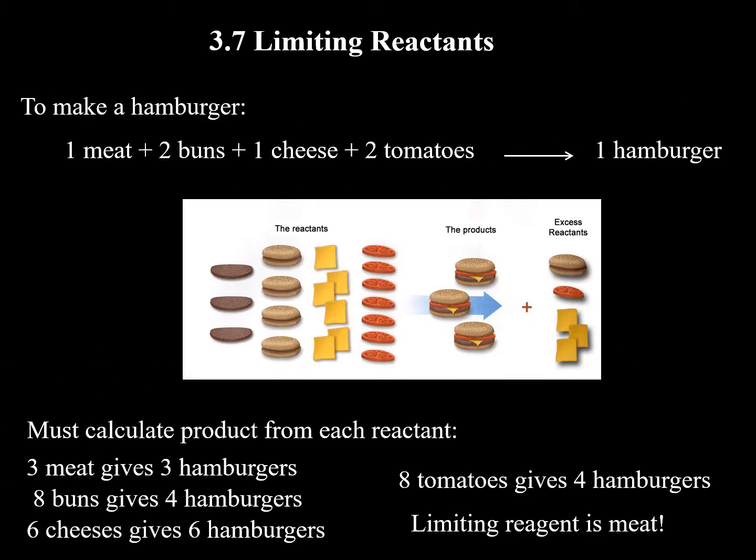So in this case, as I just showed you earlier, 3 pieces of meat give us 3 hamburgers, 8 buns give us 4 hamburgers, 6 pieces of cheese can give us 6 hamburgers, 8 pieces of tomato can give us 4 hamburgers based on our formula that you need 2 tomatoes to make a hamburger. The limiting reactant is the meat, because we can only make 3 hamburgers. The maximum amount of hamburgers we can make is 3. Therefore, the meat is what governs how many hamburgers we can make. The meat is the limiting reactant.